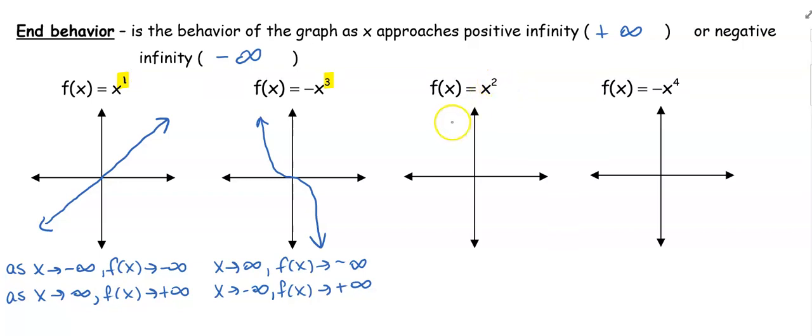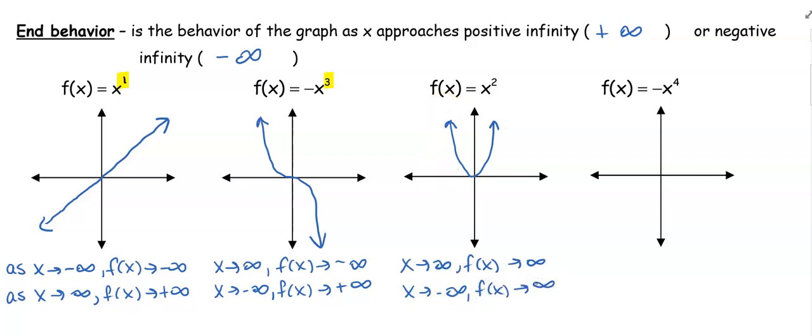Now if we switch gears, we have x squared. We know what x squared looks like. We spent a lot of time on our parabolas. So as x goes to the right, our arrow is going up, so it approaches positive infinity. As we look to the left, which is negative infinity, our f of x, or our y, is also going up.